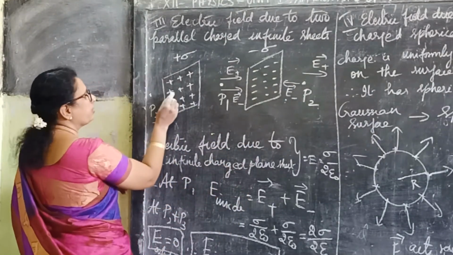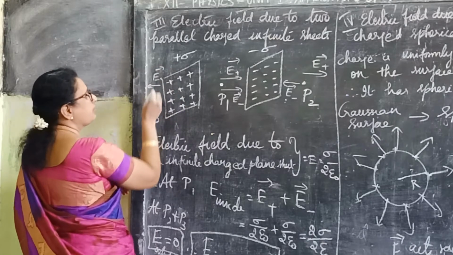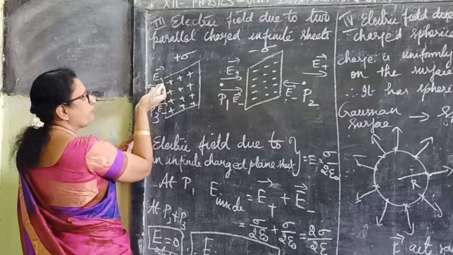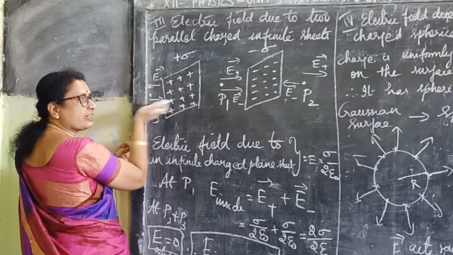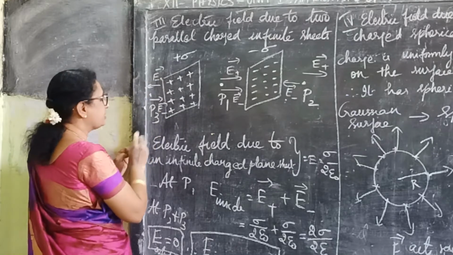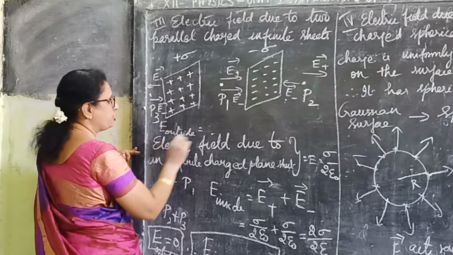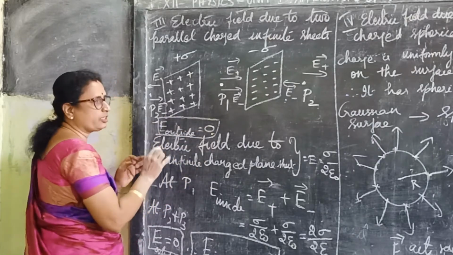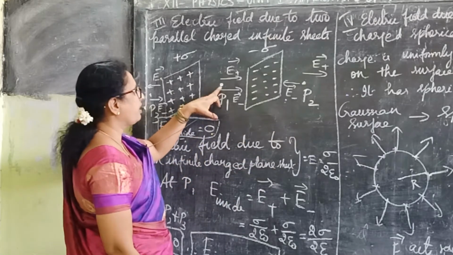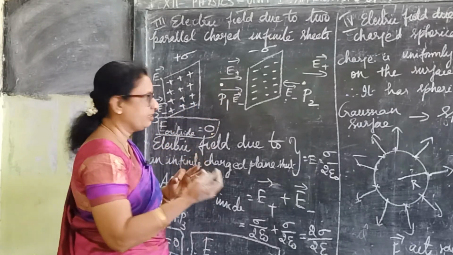Now consider this point. For the positive charge it will act outwards like this, E plus, and for the negative charge it will act towards like this, E minus. So here again positive charge acts outwards, negative charge acts inwards. So both are equal in magnitude but opposite in direction, so they both get cancelled. So the net electric field outside the two plane sheets is 0. At any point outside the two plane sheets the electric field will be 0, but for the electric field at any point in between the two plane sheets, we have to add the net value.